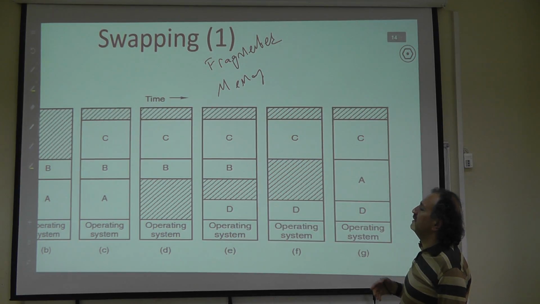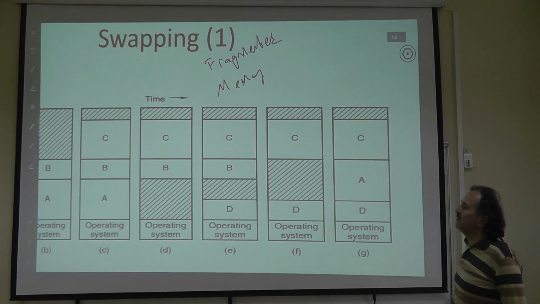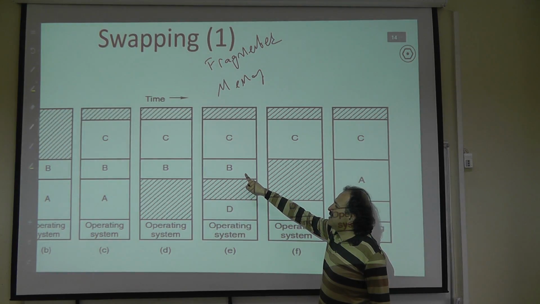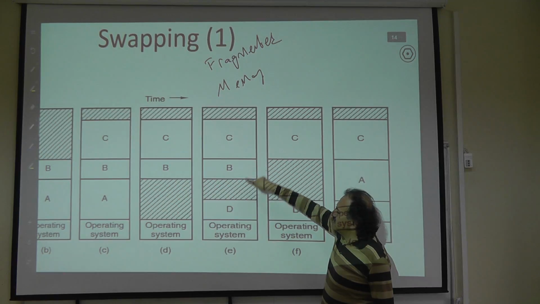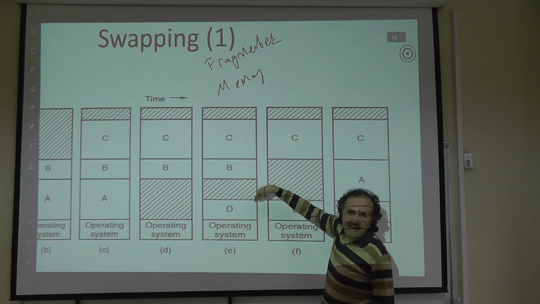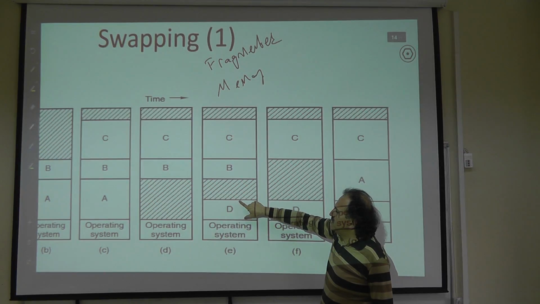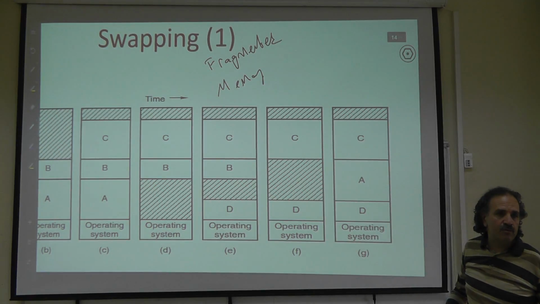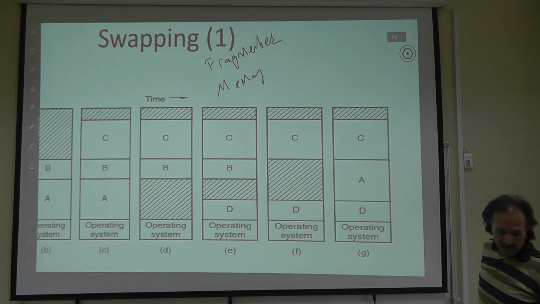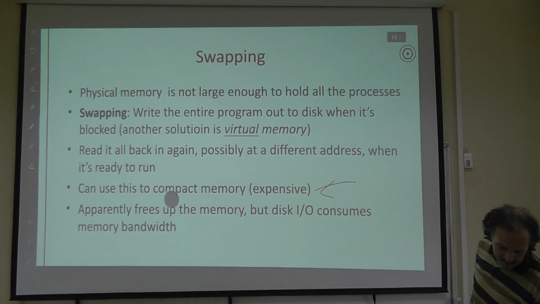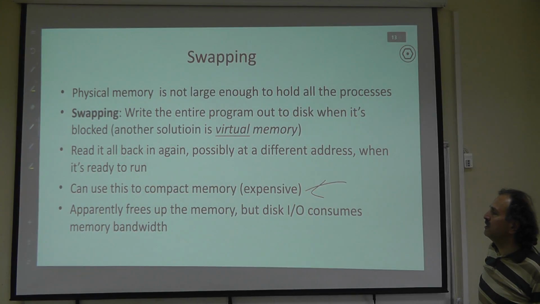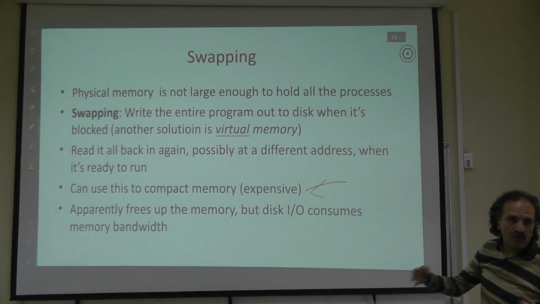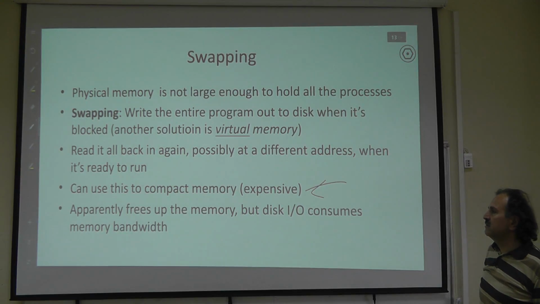Maybe I can compact my memory using these swapping algorithms. What I do is write all of them to the disk, D, B, and C. Then load them back. When you load them back, D will be here, B will be on top of it, and C will be on top of it, and I will have enough space to load another process. This process is called compacting. I can compact the memory that way, but it's an expensive operation. It requires many processes to be written to the disk and loaded again, so that I can have enough space.